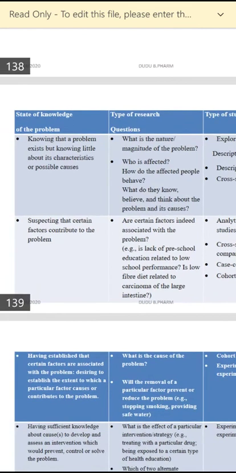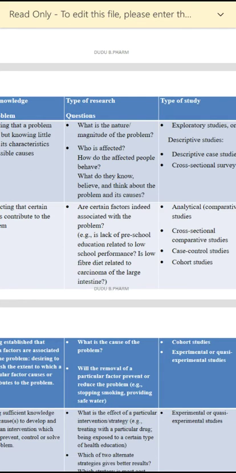This is what we have said, for example, in a start of knowledge of the problem. For example, knowing that a problem exists but knowing little about its characteristics or possible causes. Something may come into your mind and you ask yourself a few questions. What is the nature or magnitude of the problem? Who is affected? How do the affected people behave? What do they know, believe, and think about the problem and its causes?